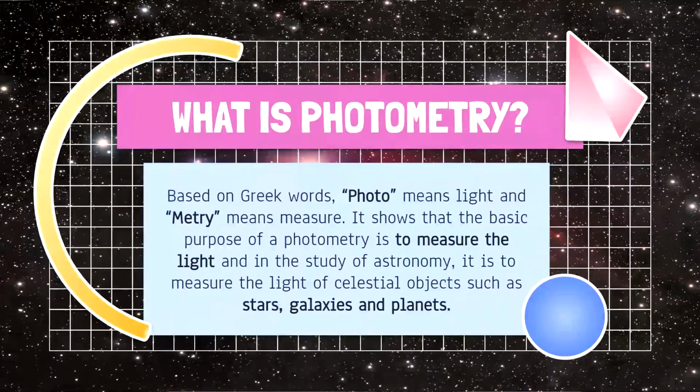First of all, what is photometry? Photometry is a word based on Greek words. Photo means light and metry means measure. It shows that the basic purpose of photometry is to measure light, and in the study of astronomy, it is to measure the light of celestial objects such as stars, galaxies, and planets.